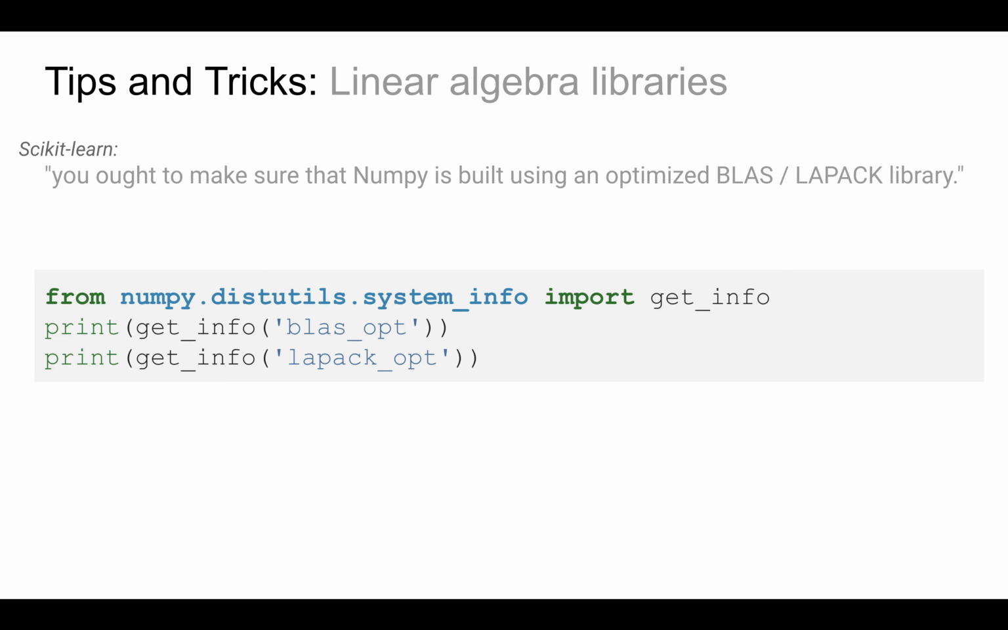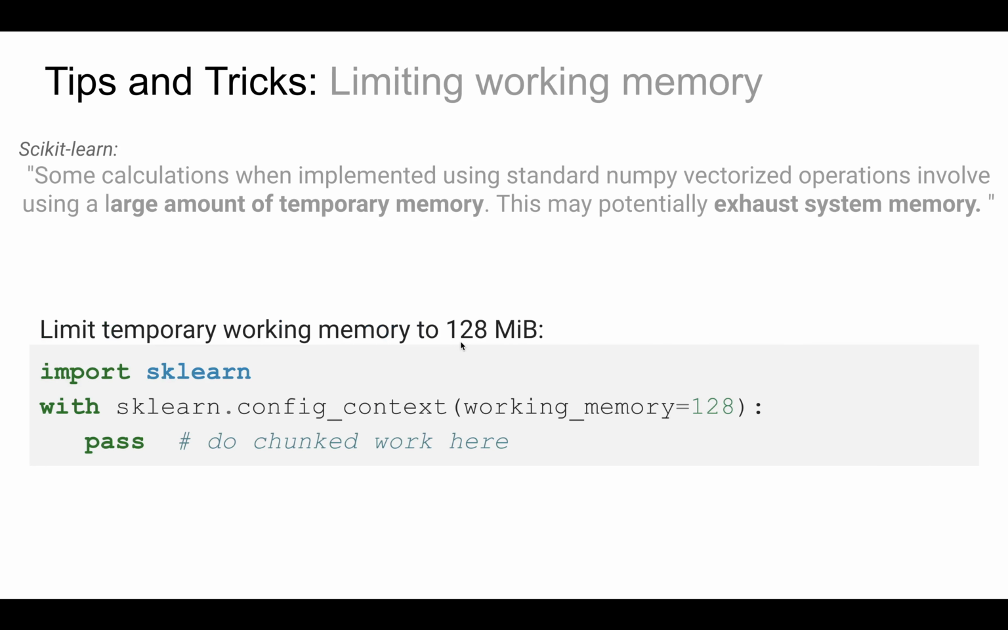Then these are some of the final tips and tricks from the docs. One point that is made is to make sure that NumPy is built using the BLAS and LAPACK libraries. You can check that using the code that's written down. Then there is limiting the working memory. In this case, there is also a provision where you can specify how much working memory you want to dedicate to running the code, and that is what is listed here.